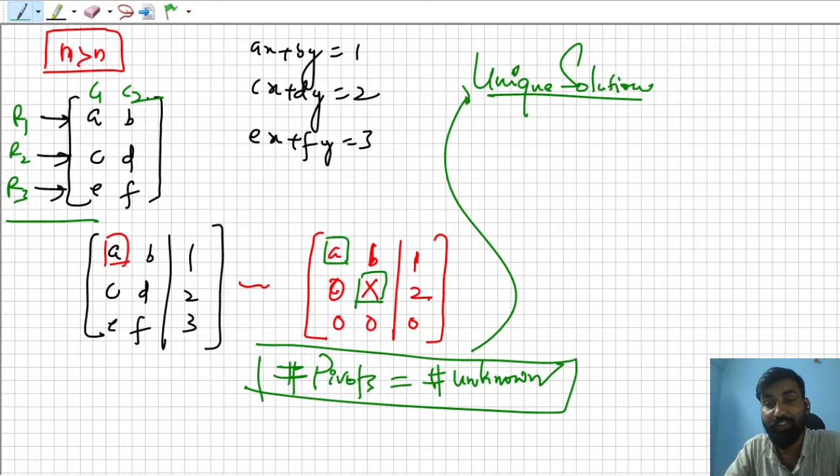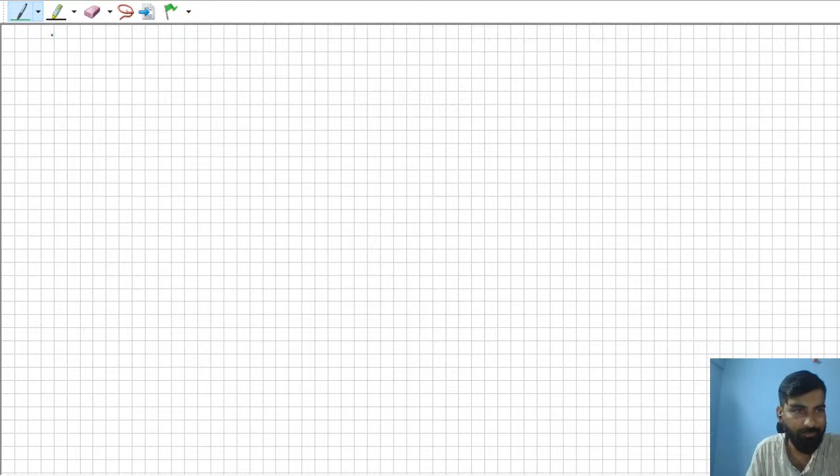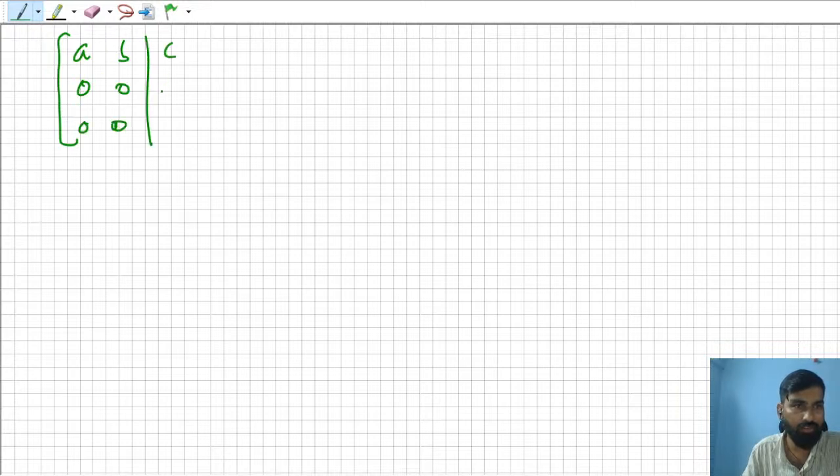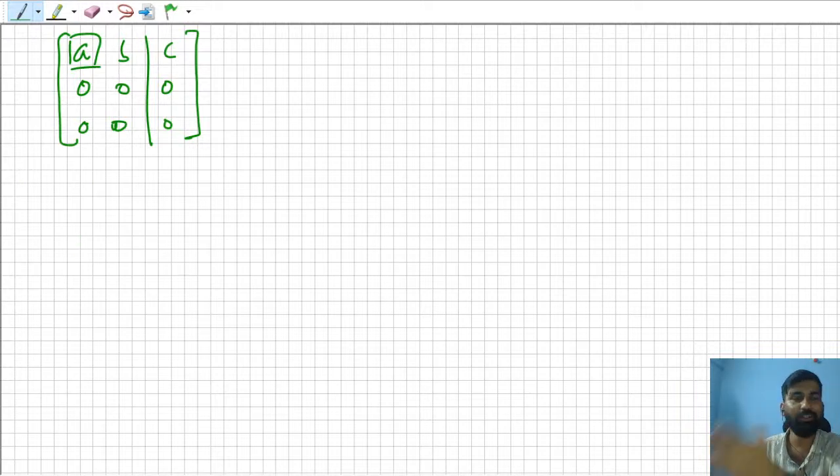When will you get infinitely many solutions, or when will you get no solution? Suppose we have got something like this. Keep this in mind, this is very important. This kind of situation comes. Suppose you have got a, b, 0, 0, 0, 0, and c, 0, 0. What kind of solution will you get here? You see, the number of pivots is 1 and the number of variables is what? The number of pivots is less than the number of variables. So you will get infinitely many solutions.